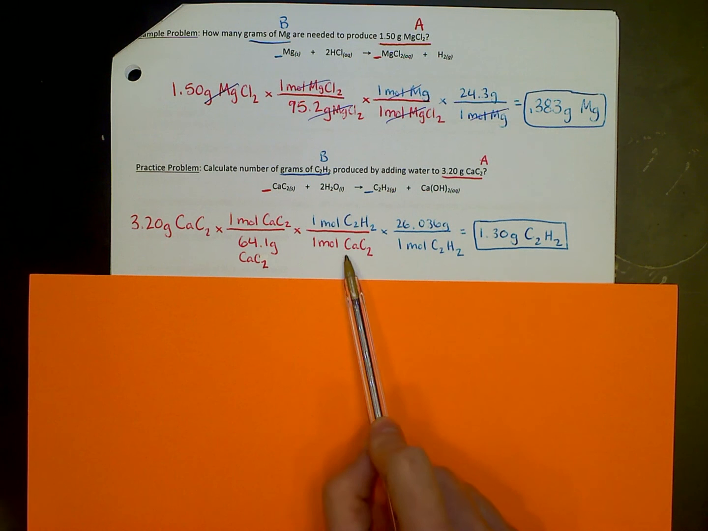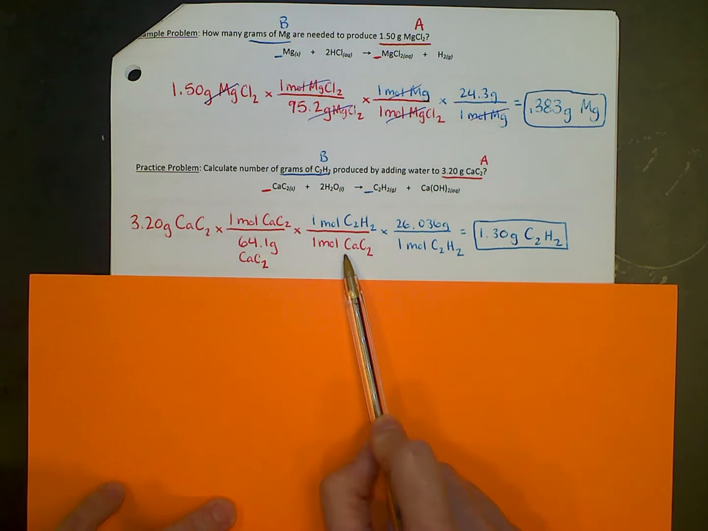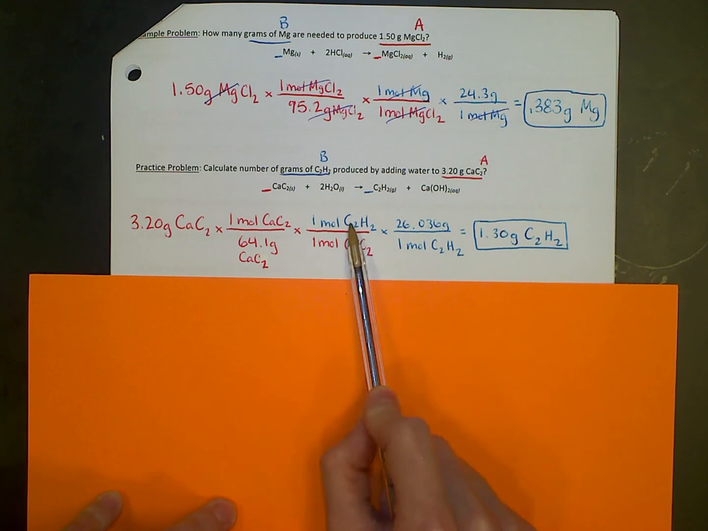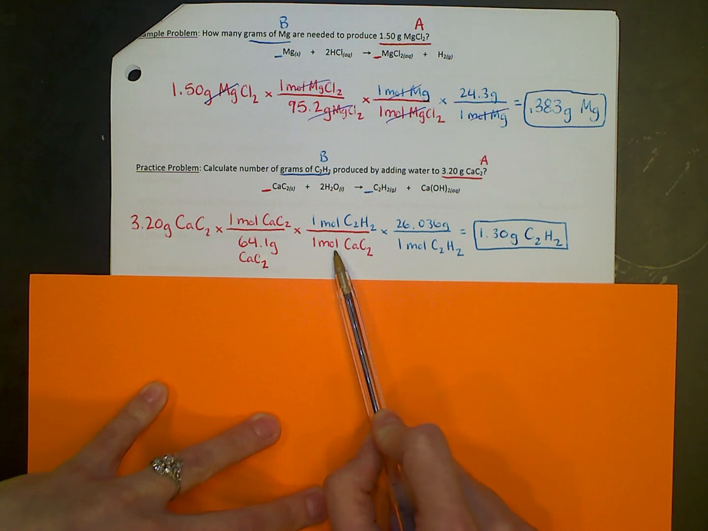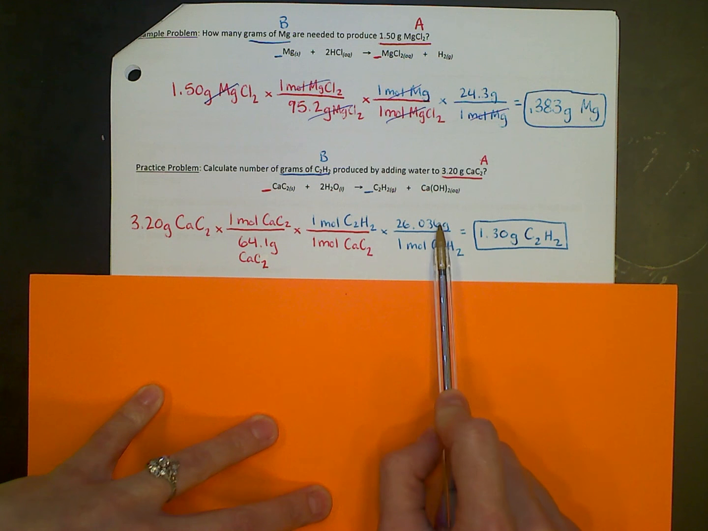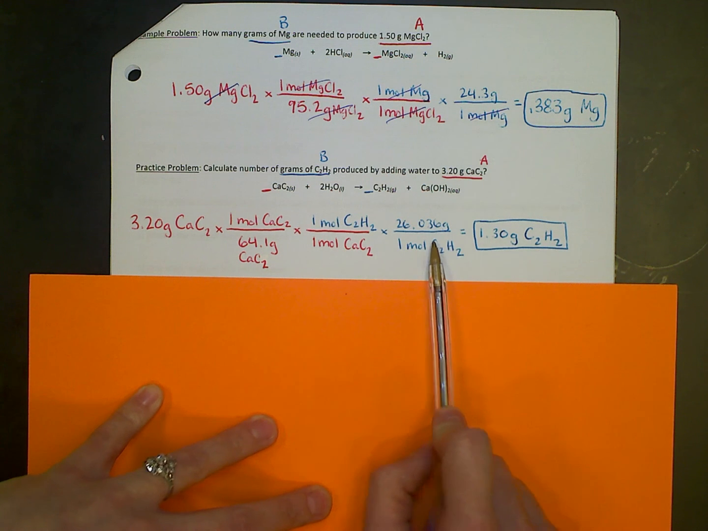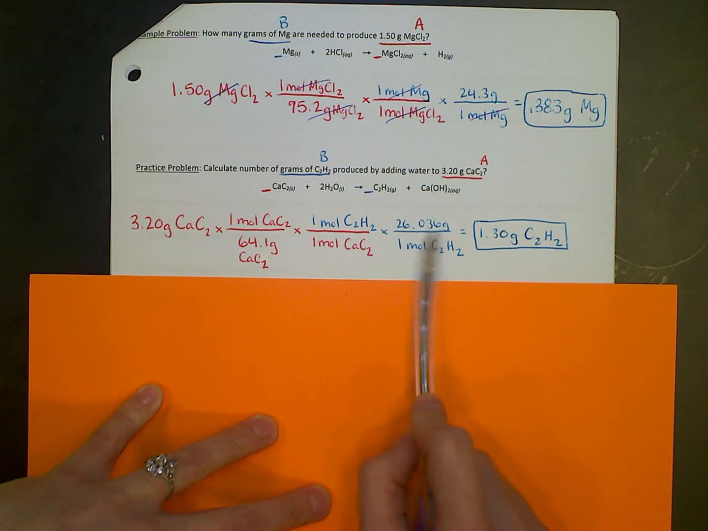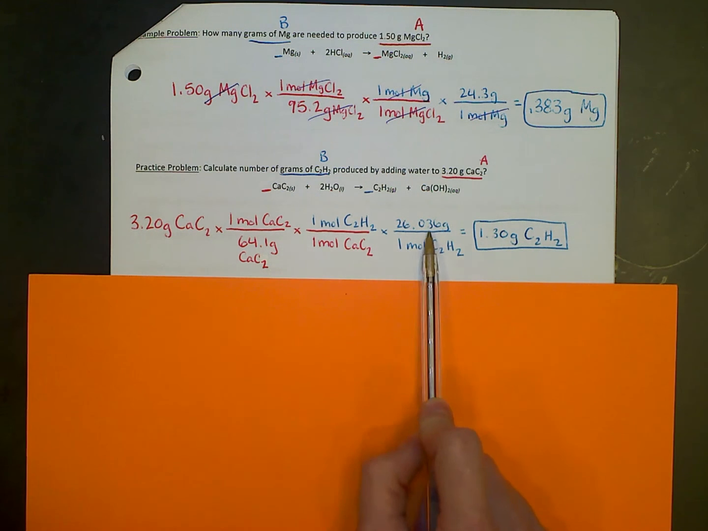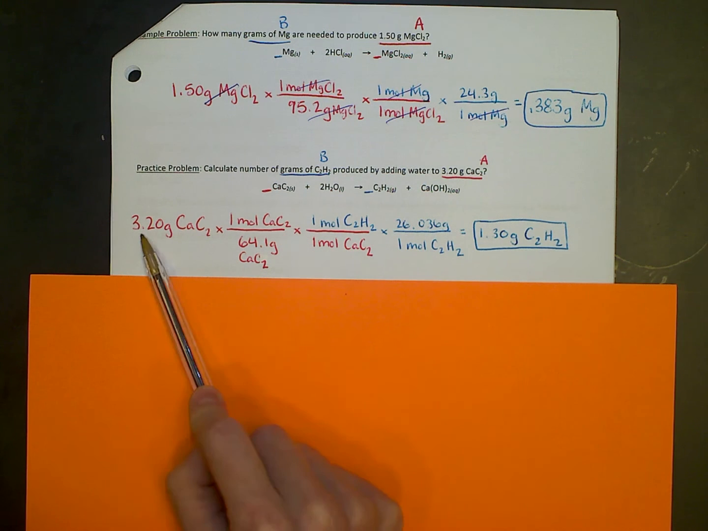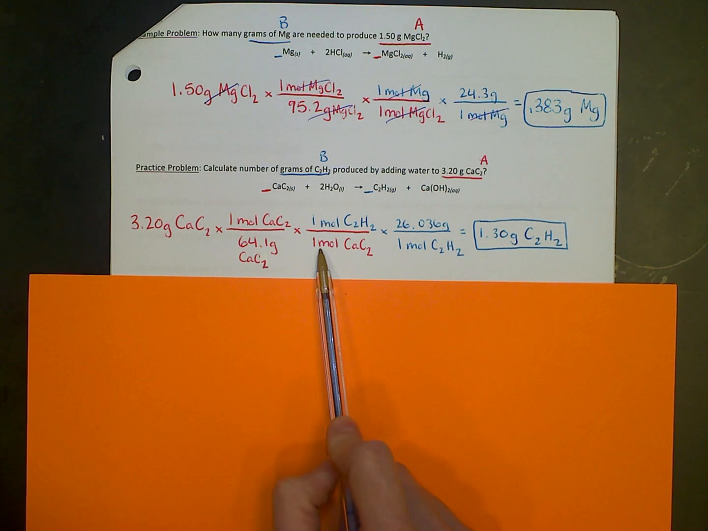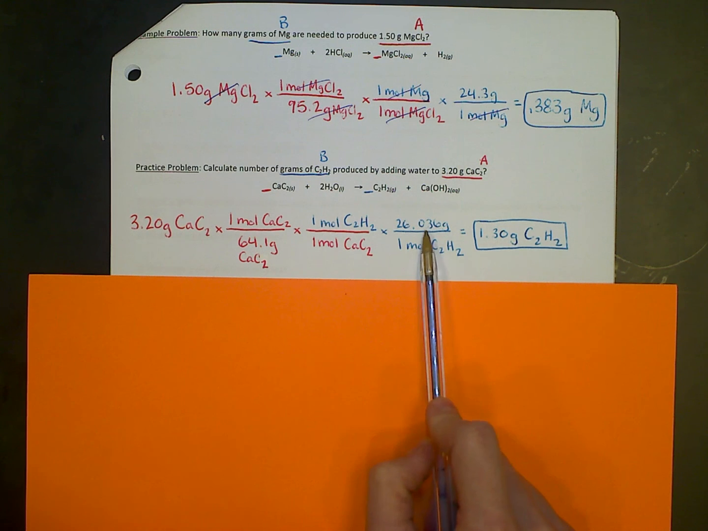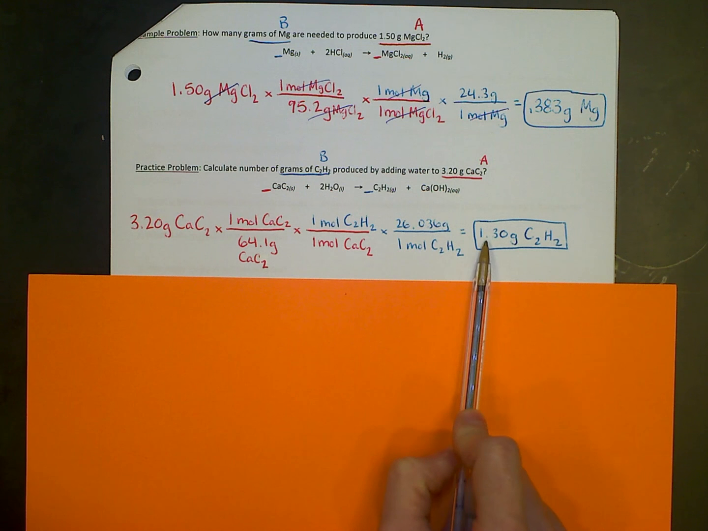The next step was that mole ratio step using the coefficients in the equation, which was 1 to 1. We have want over have, so whatever we want goes on top, what we have on the bottom. Then our last conversion was molar mass over 1 mole of B, and this is our B compound. So adding together the mass of 1 mole here, and then 1 mole of B on the bottom. In your calculator, you went 3.2 divided by 64.1, technically times 1 divided by 1, and then times 26.036, and that gets you your answer.